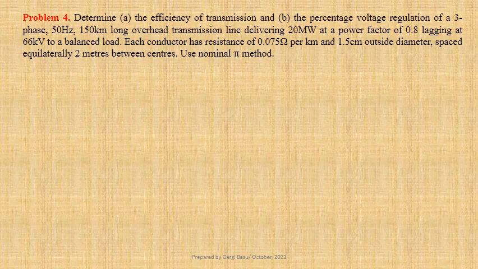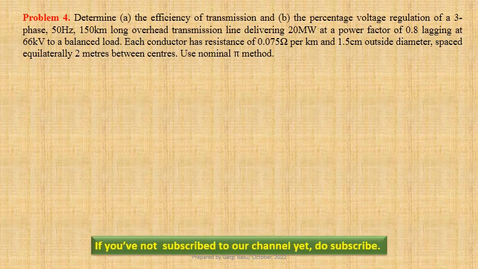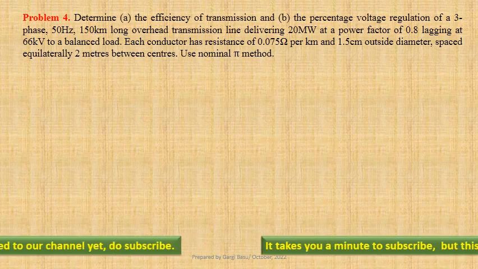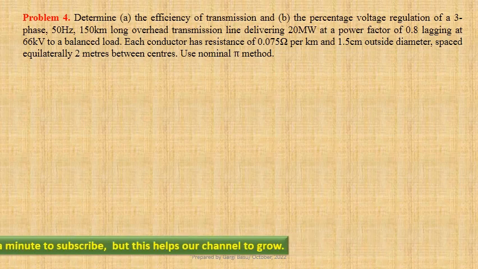Using nominal pi method, we have to determine the efficiency of transmission and the percentage voltage regulation of a three-phase 50 Hz 150 km long overhead transmission line delivering 20 megawatts at a power factor of 0.8 lagging at 66 kilovolts to a balanced load. Each conductor has resistance of 0.075 ohm per kilometer and 1.5 centimeter outside diameter, spaced equilaterally 2 meters between centers.